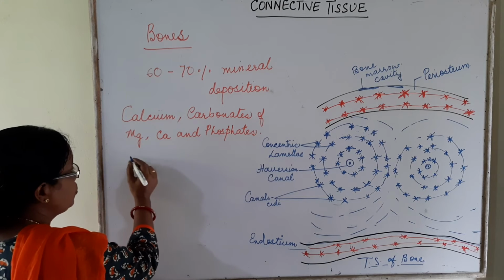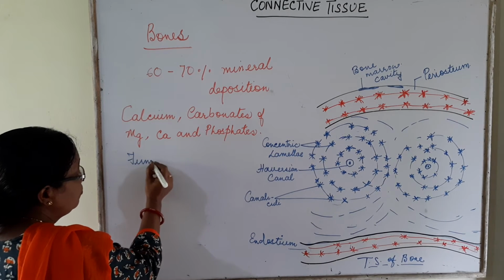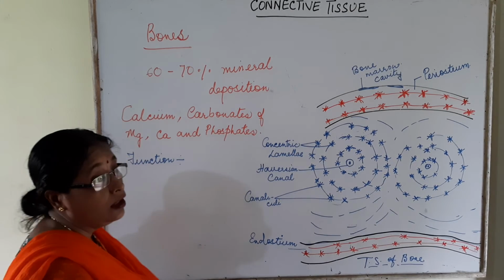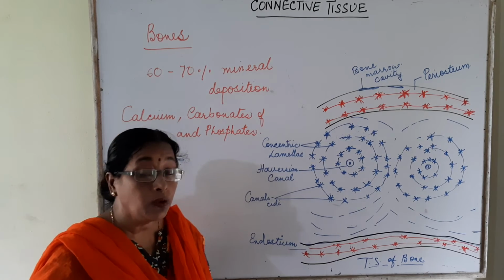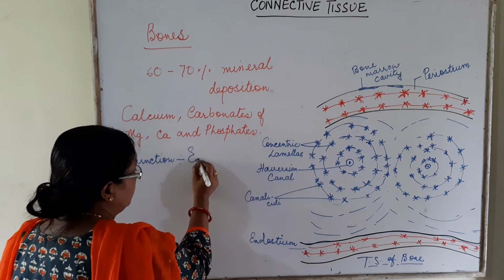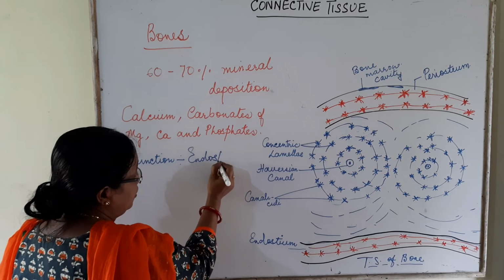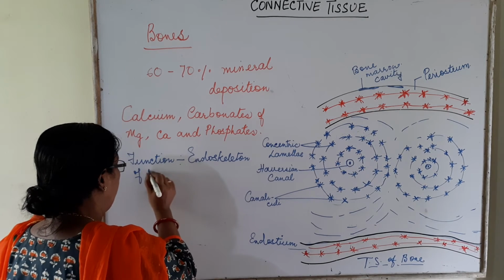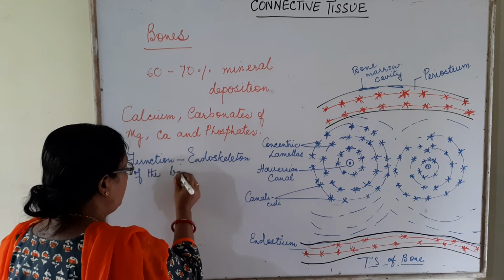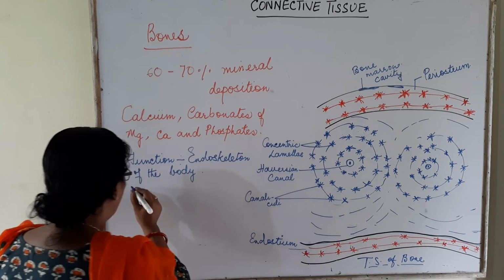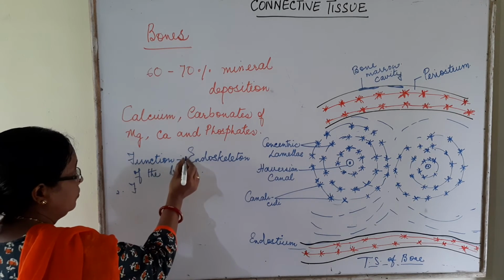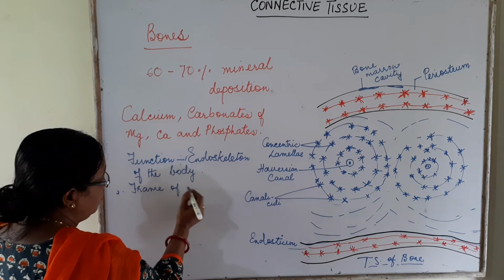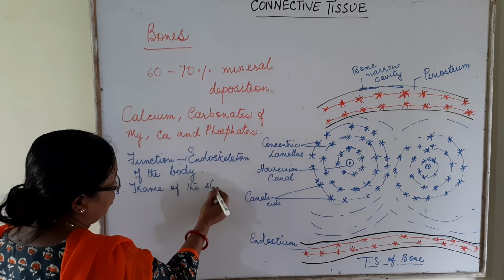Now let us see the function of the bone. Location: bone is found all over the body. It forms a framework of the body. So bone forms the endoskeleton of the body. It forms the framework, the frame of the body, that is the structure of the body.